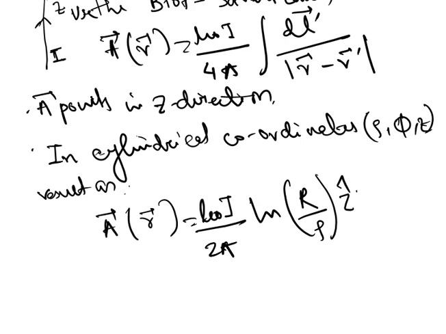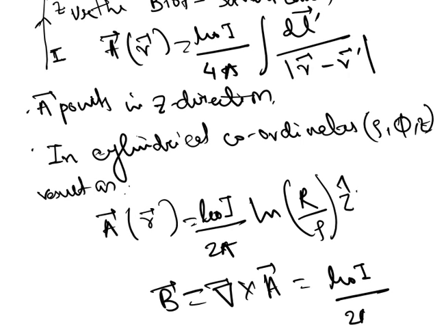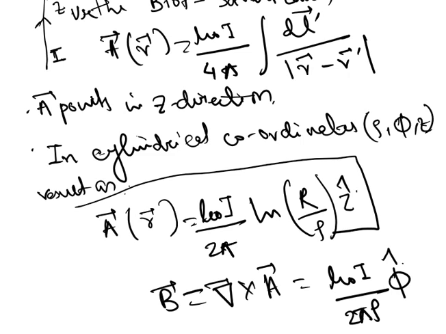So which can also be derived by B is equal to curl of A. Which will also give mu 0 I by 2 pi rho into phi cap, right? So this is our result in cylindrical coordinates. Hope the solution is clear. So thank you.